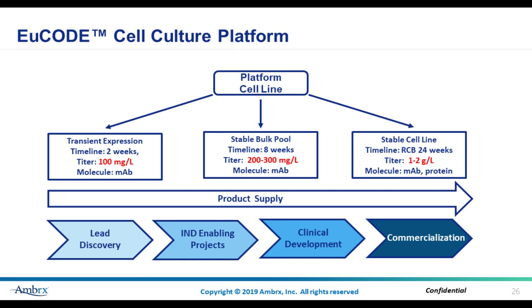We have developed the EuCODE Cell Culture Platform. The system can rapidly provide the amount of material needed at all stages of study for antibody molecule selection, ranging from milligrams of screening needs in 2 weeks to 100 grams of tox run in 8 weeks. Once a lead molecule is selected, a stable cell line can be generated in 6 months with titer of about 1 to 2 grams per liter to support clinical trials and potential commercialization.